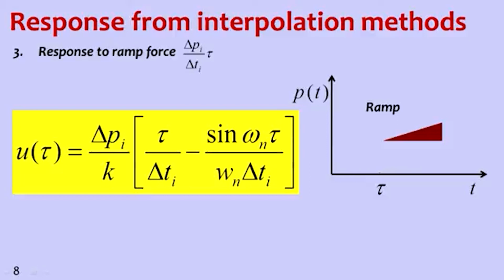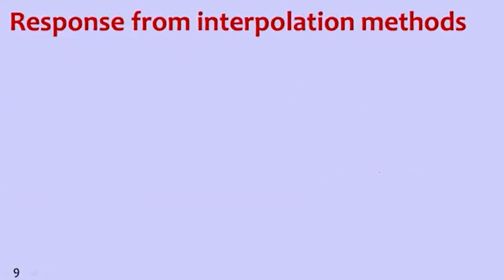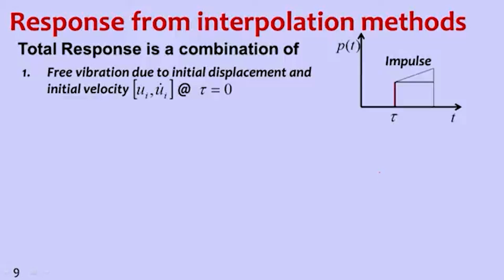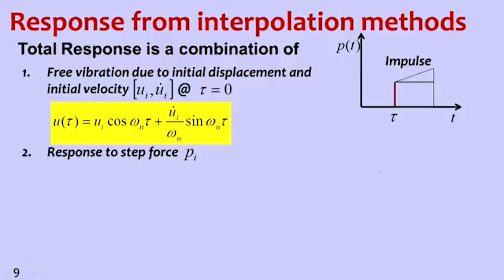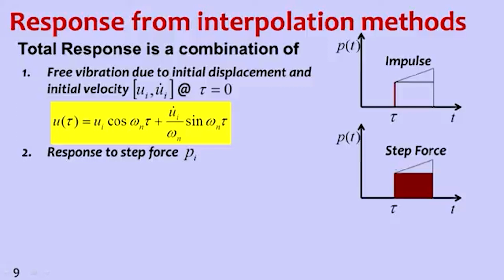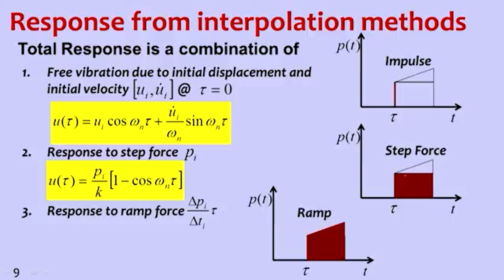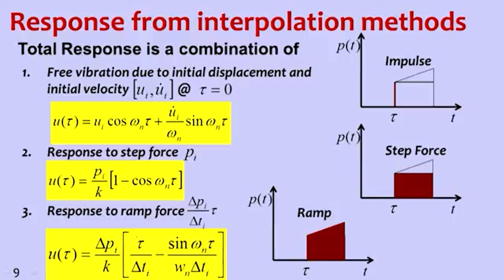So these three responses we need to add for getting the response using interpolation methods. First one is what? Free vibration due to initial displacement and initial velocity at time t equal to tau, or at that point. Second one is response to step force pi, there is a sudden jump. And third one is response to ramp. So actually total force is this, as represented in the third diagram. Total force is this. So we need to add these three things to get the total response using interpolation methods.